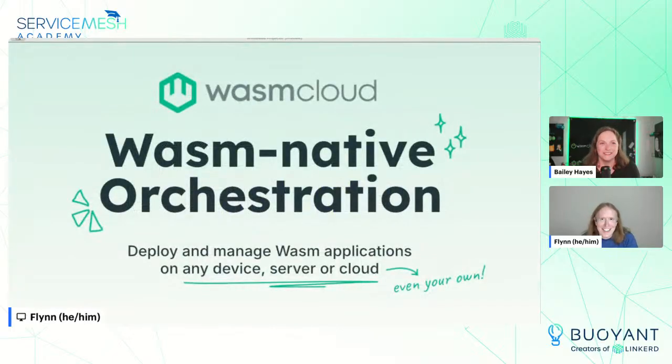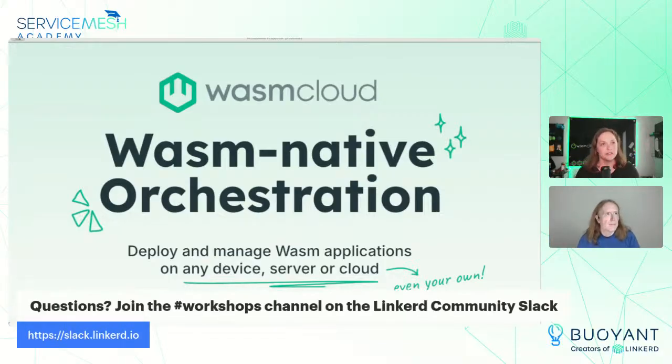All right, so I think that takes us up to wasmCloud, right? Yeah, now we're moving into the good stuff. So you've got a new unit of compute. Now you need to orchestrate it. So, just like how Kubernetes orchestrates containers, wasmCloud's job, which is a CNCF incubating project, is to do Wasm native orchestration. And wasmCloud itself is designed to be able to let you do this from basically any device, edge, server, or cloud, including your own.